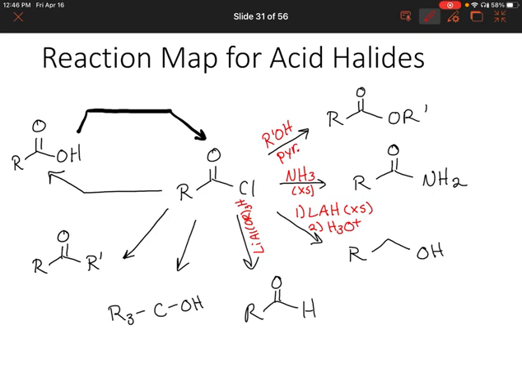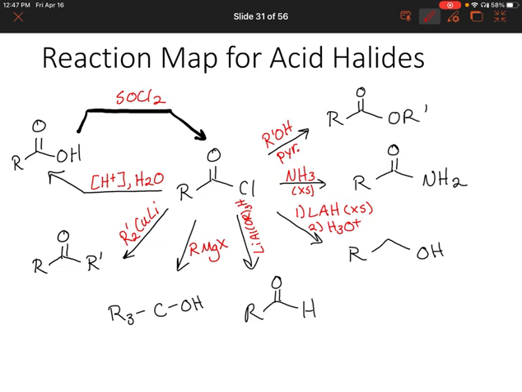And then if we want to produce a tertiary alcohol, we're going to use a Grignard reagent. But if we want to stop at the ketone, we're going to use a Gilman reagent. So that has the two alkyl groups bonded to copper and lithium. If we want to turn our acid halide into a carboxylic acid, we're just going to use acid. And finally, if we want to turn that carboxylic acid back into an acid halide, we use thionyl chloride.